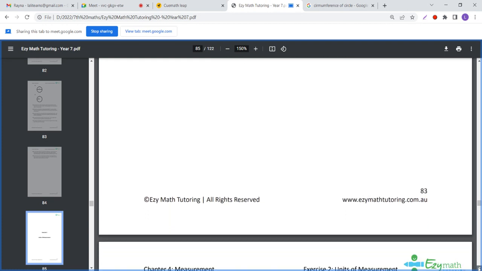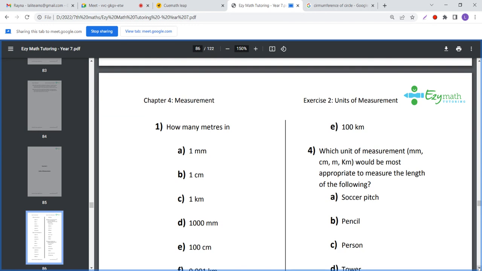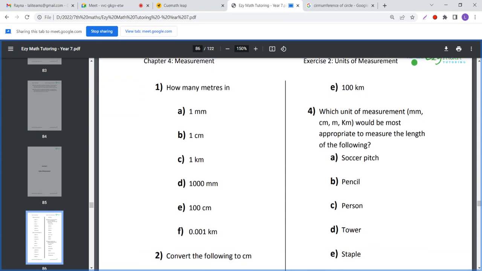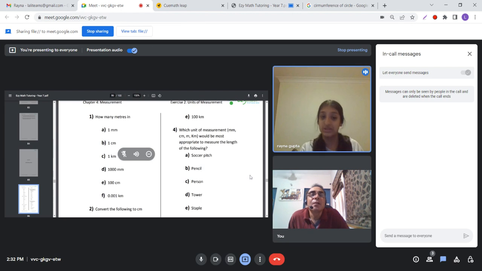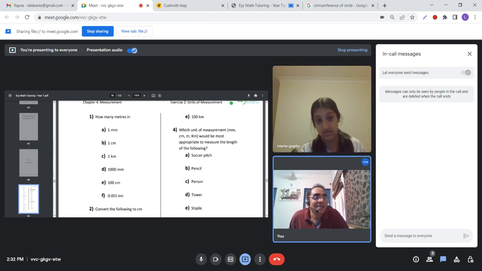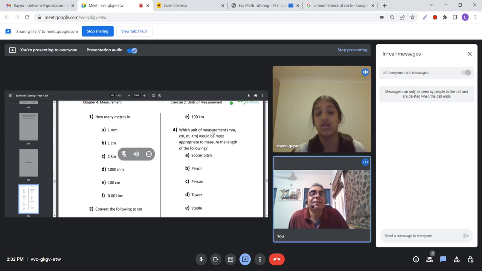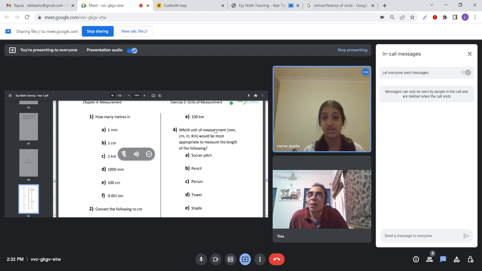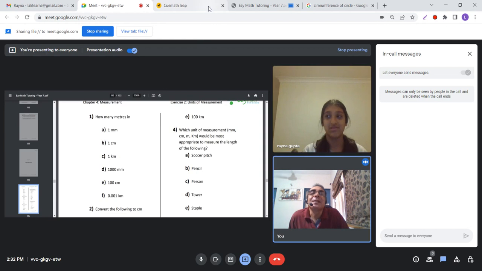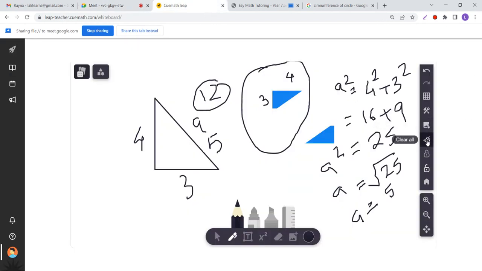Unit of measurement. There, simple questions. How many meters in 1 millimeter, 1 centimeter, and 1 kilometer? 1,000. How many meters in 1 millimeter? 10,000. Now, how do you convert? How many millimeters make 1 meter? 10,000. No. Let's see. 1,000. Mm-hmm. You're confused with this?